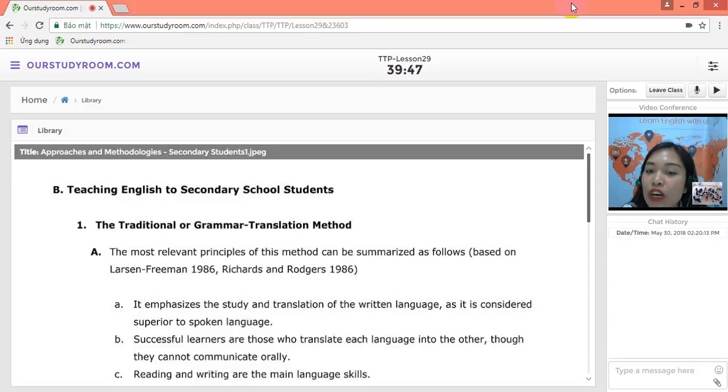Next, letter G. The basic unit of teaching is the sentence. So it means the basic unit of teaching is the sentence. And letter H, the student's native language is the medium of instruction and used as well to compare with the language studied. What do you mean by this one, teachers?